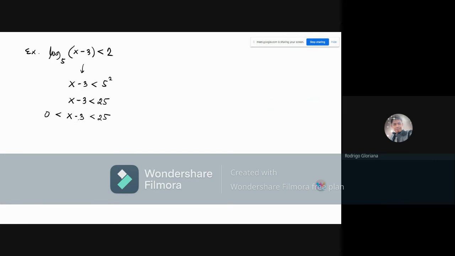At that point, you will add 3 to both sides. So we have 0 plus 3, and then x, and then 25 plus 3. So we have 3, then x, then 28. So the value of x is greater than 3 but less than 28. So that is how we solve for the inequality.